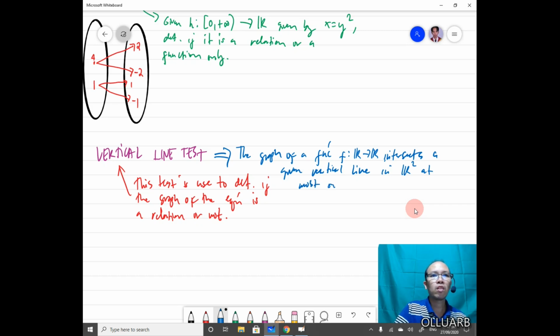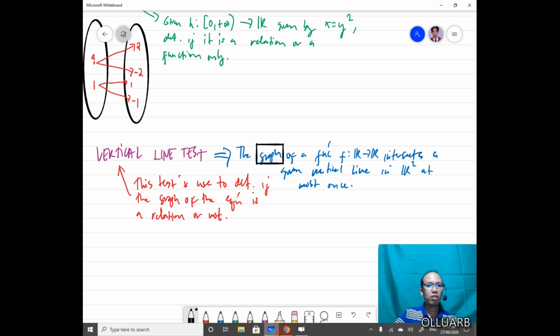This means that in order for this test to succeed, you have to graph. Let's wait for the program to respond. You have to graph. If you don't have a graph, then this will not be applied.